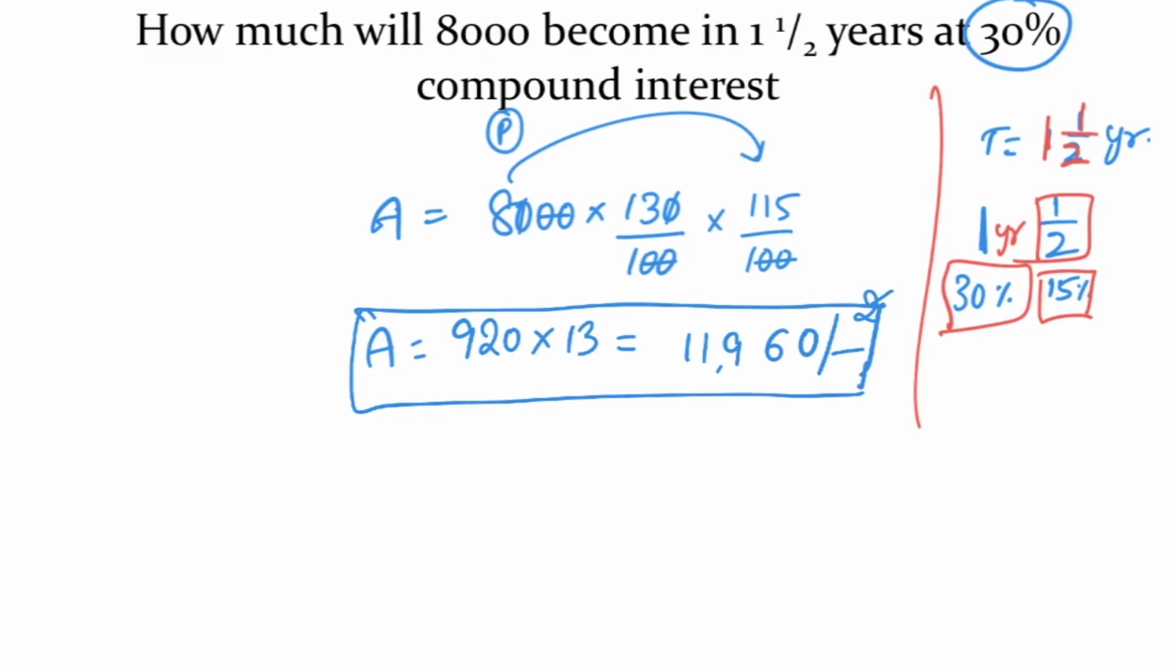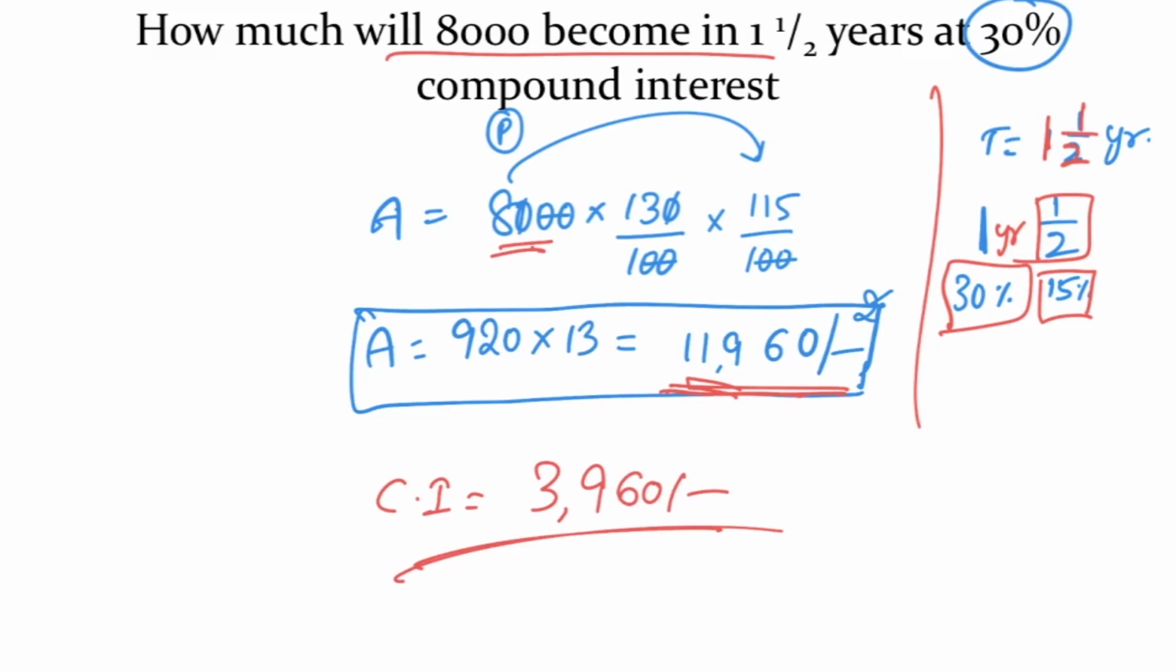Requirement is not compound interest. Requirement is amount only. How much will 8,000 become? 8,000 will become 11,960. If interest is asked, if compound interest is required, then since 8,000 becomes 11,960, there is 3,960 rupees extra, that is compound interest.